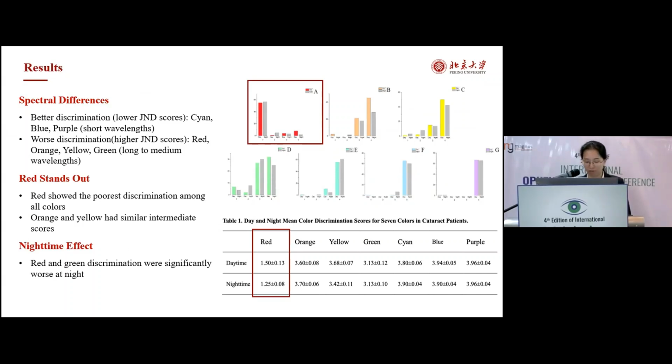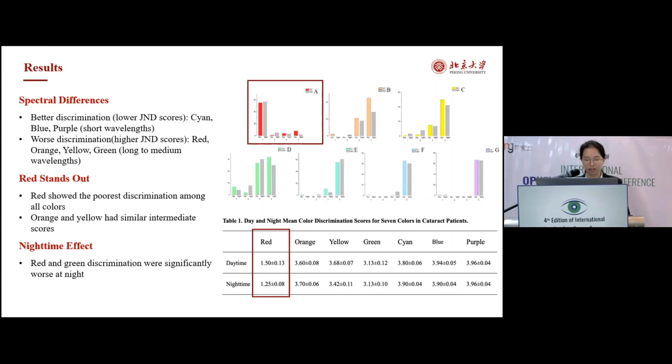So what do we find? Under daytime conditions, we observe a clear spectral pattern. Patients show better discrimination for short wavelengths: cyan, blue, and purple. In contrast, they show worse discrimination for long to medium wavelengths, including red, orange, yellow, and green. Among all colors, red stood out as the most poorly discriminated under daylight.